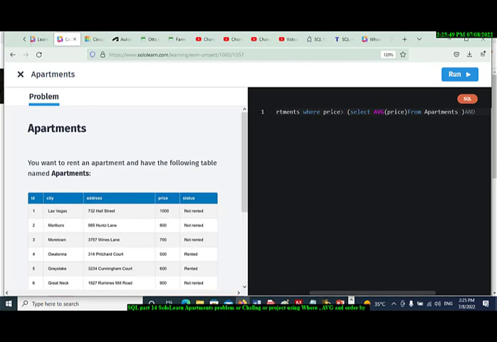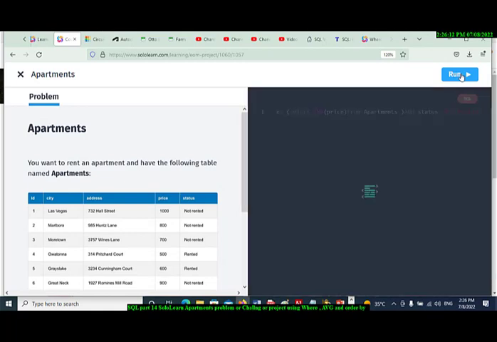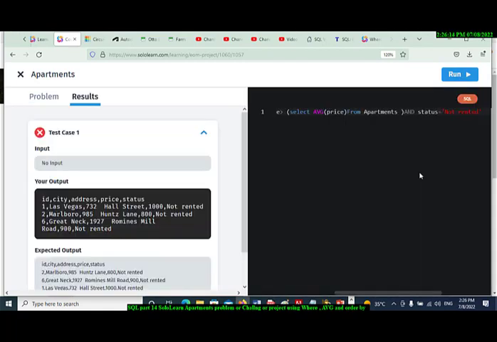AND status equals 'not rented'. Let's try. If there are some errors, we will solve them. Yes.